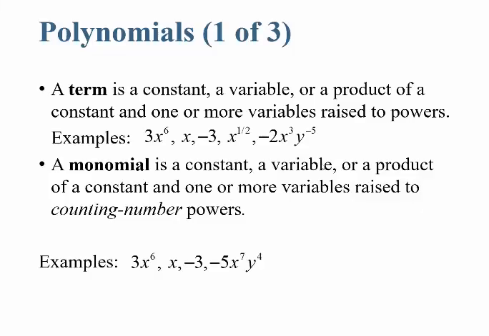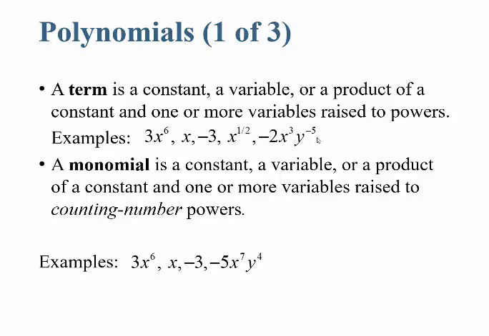Okay, so first off, we're talking about polynomials. So what is a polynomial? Let's define them. So first off, a term is a constant, a variable, or a product of a constant and one or more variables raised to specific powers. Like, for example, 3x raised to the sixth. There's a constant, a variable raised to a power. That's a term. X by itself is a term. A number by itself is a term. Something like x to the 1/2 power is a term, and so on.